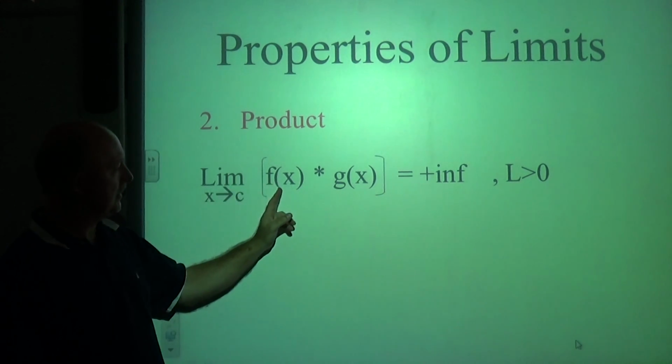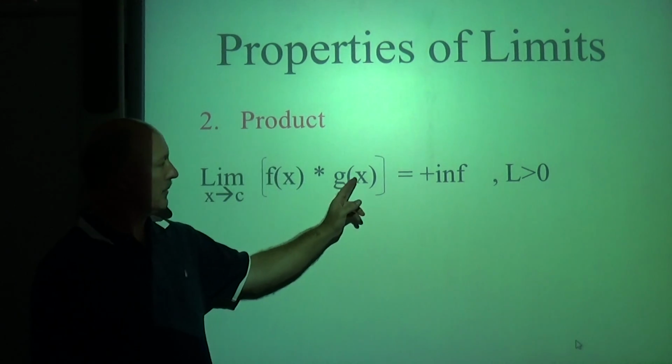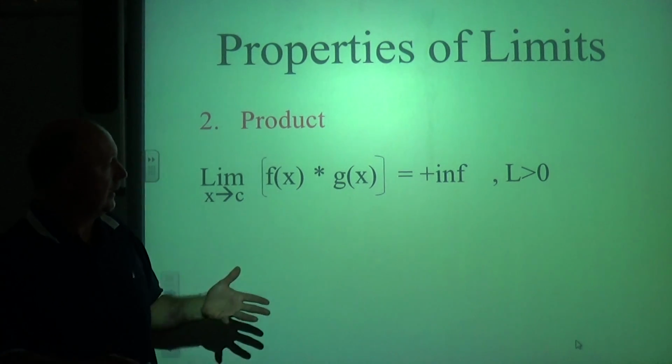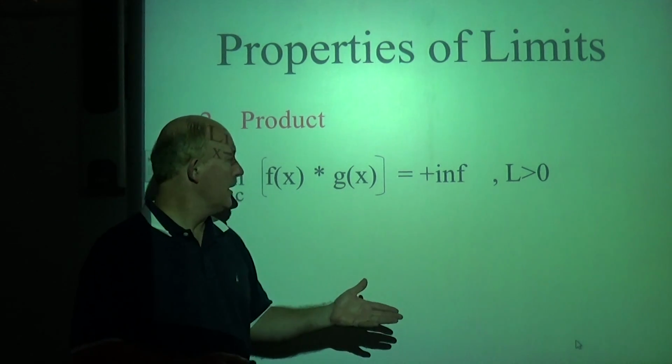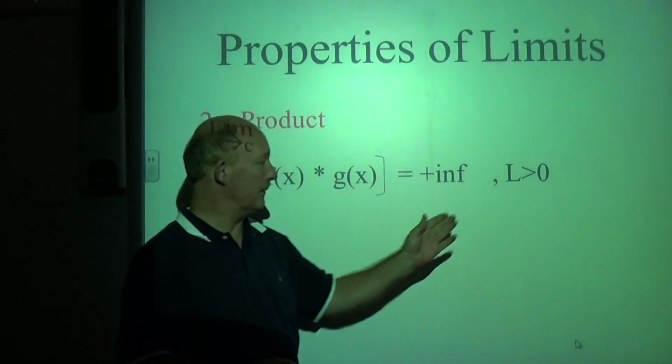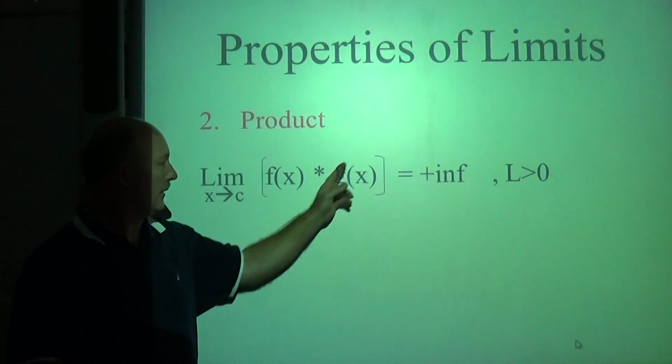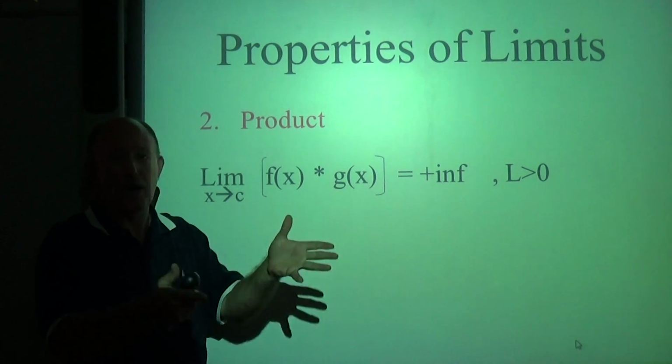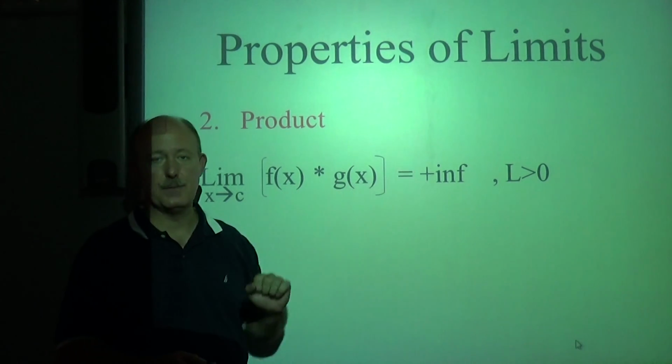Now, once again, remember, the limit of f of x is infinity. The limit of g of x is some number, all right? So infinity plus some number gives you infinity, if L is greater than 0. So if the limit of g of x is a positive number, you're going to get positive infinity.